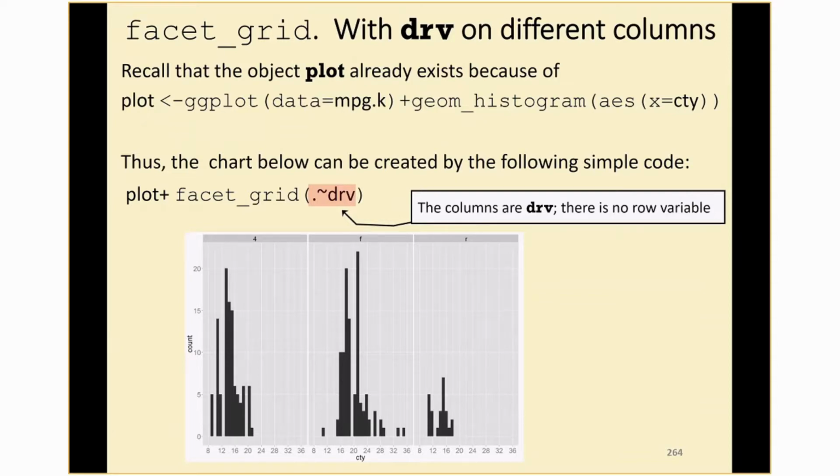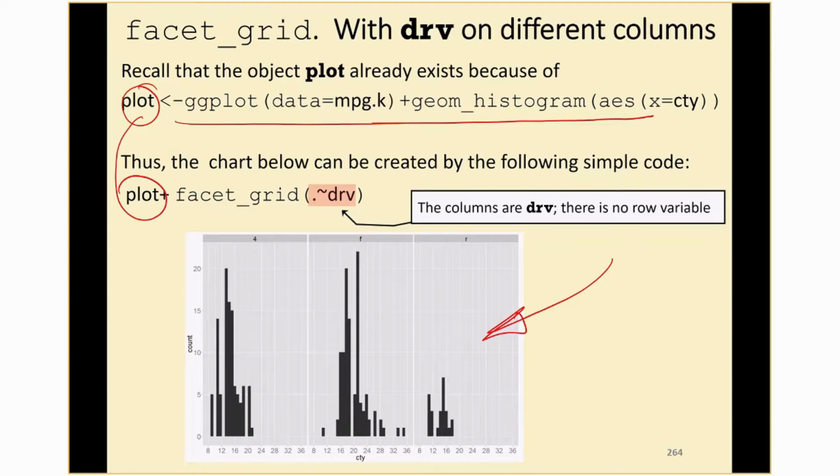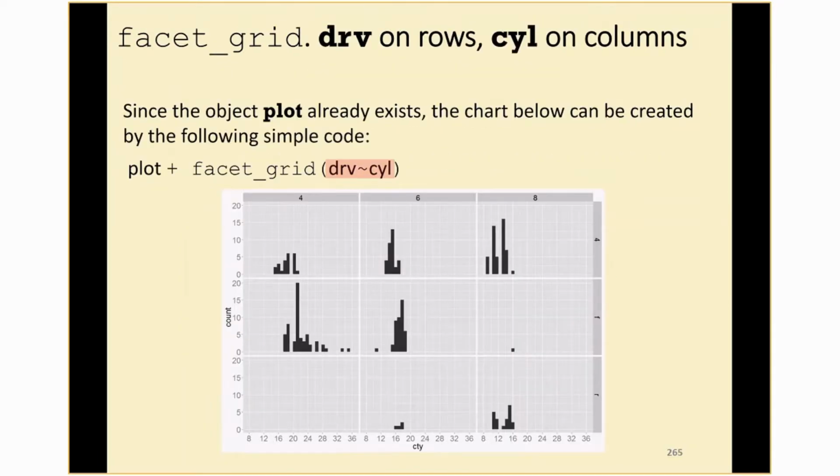So recalling that we've created plot by using this code, I can make this chart here by starting off with this object plot and adding to it the facet grid function. But now I've just switched around, relative to the previous slide, the period and the drive. So now in the row location, I've got a period, so I get one row, and in the column location, I specified drive, so now I'm going to have drive on the columns.